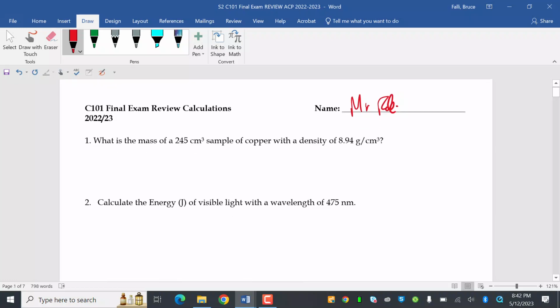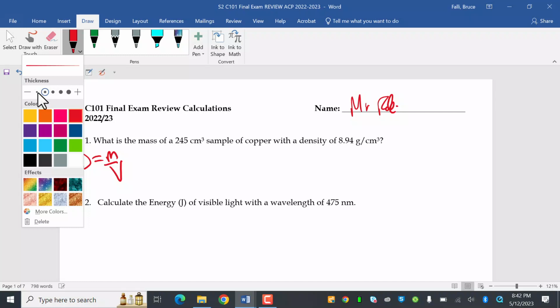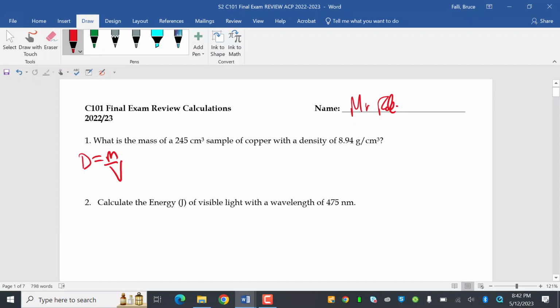What is the mass of a 245 centimeter cubed sample? Okay, so an equation they didn't give us was density. Density equals mass over volume. I swear my pen just got fatter again. So when I see this, what I need to look for first is to make sure that my units jive. So centimeters cubed, that's good. So I've got 8.94 equals the mass over this volume. So you need to know that grams per centimeter cubed, it's a mass over volume unit, is going to be your density.